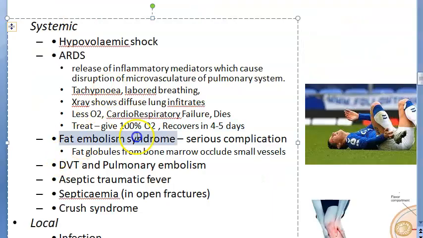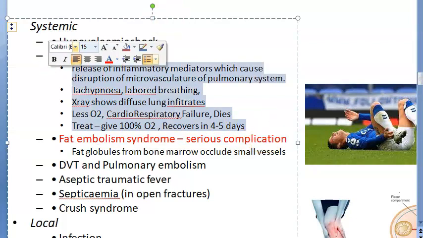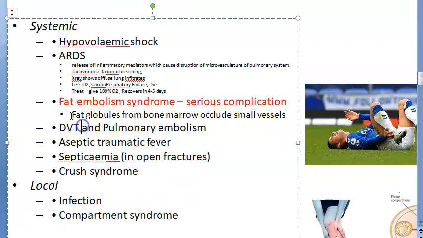And then there can be fat embolization. Remember, this is a serious complication. Fat embolization syndrome is a serious complication. Whenever there is a major fracture, what happens, guys? The fat globules can come out of the bone marrow, okay, and they can occlude small vessels, right? So imagine if there is a blood vessel which is occluded by fat, right?